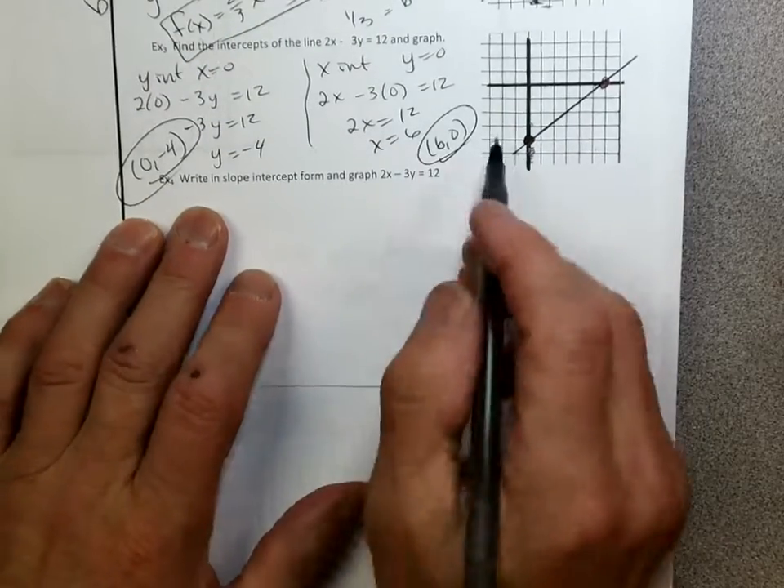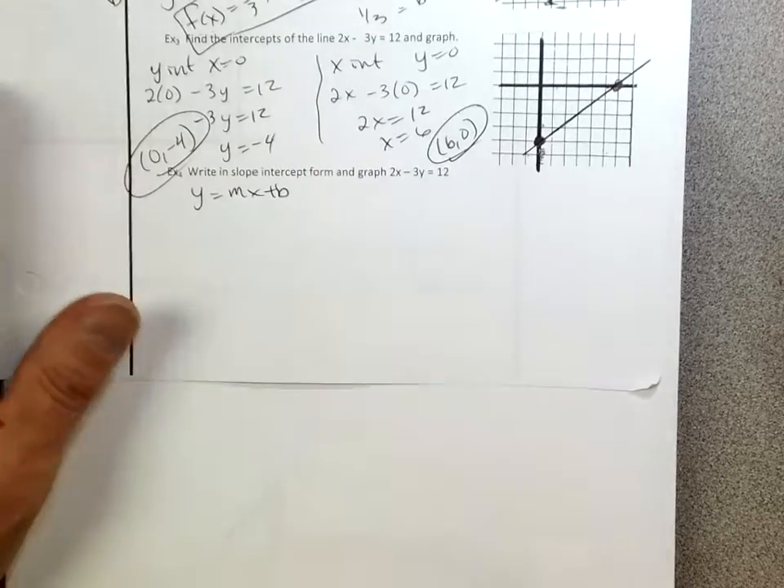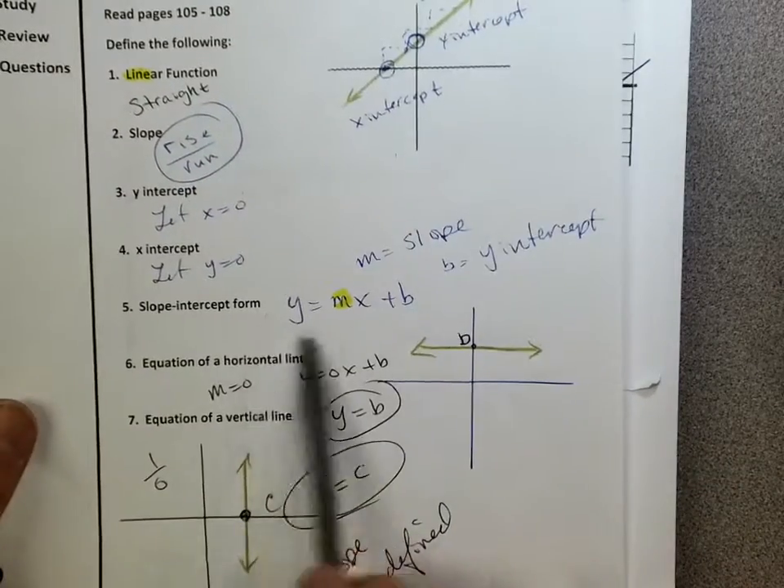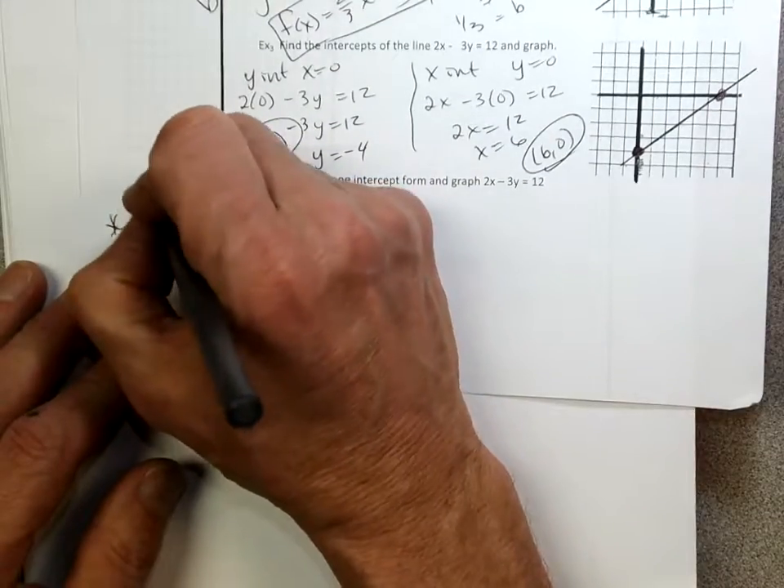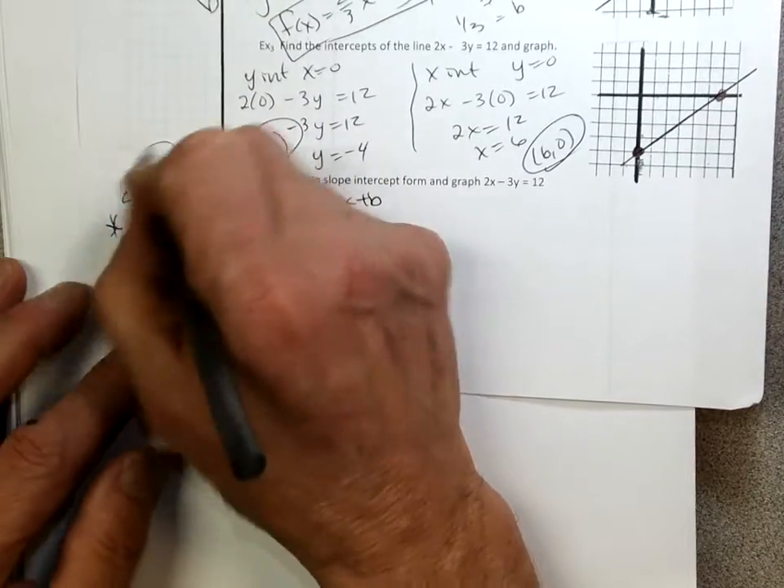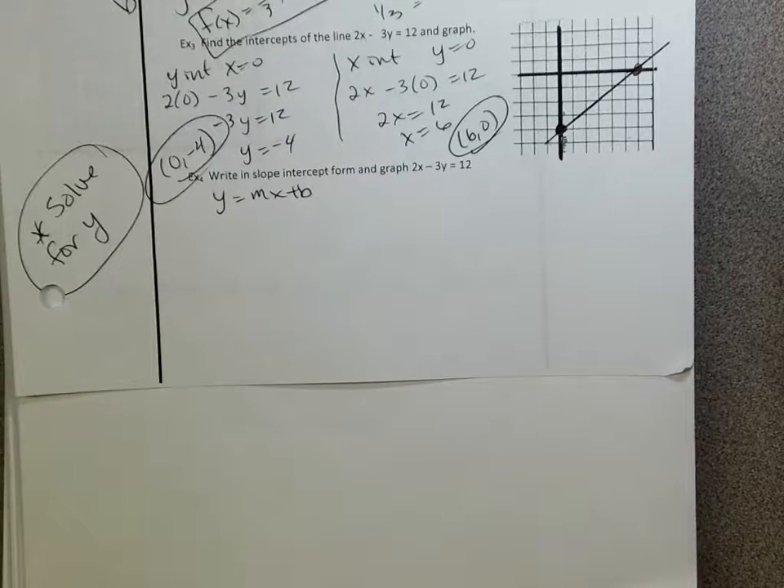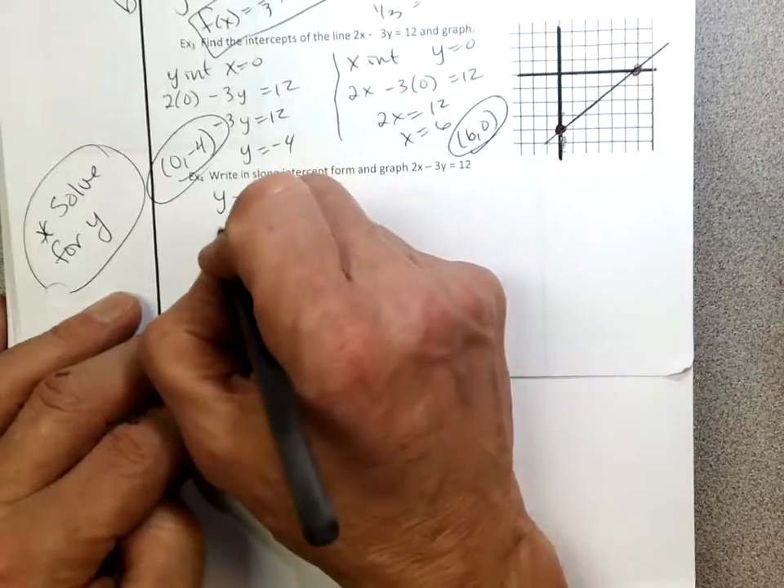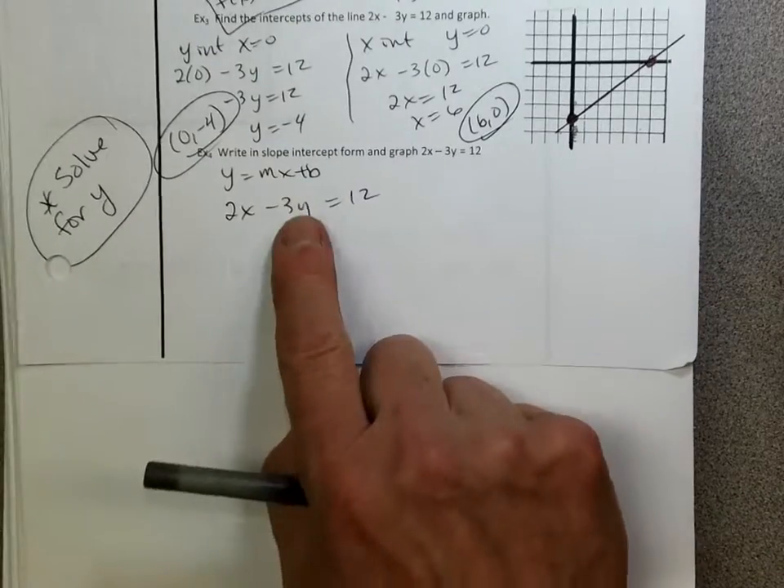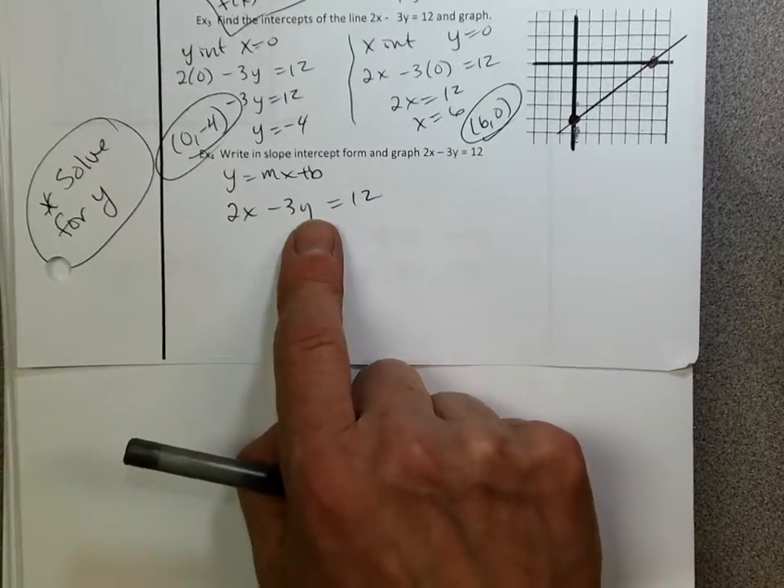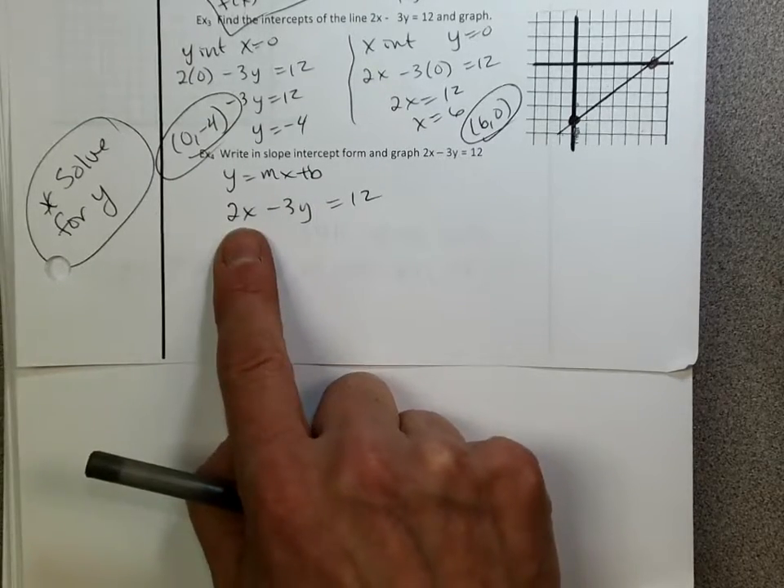Okay, example 4. Write in slope-intercept form. The slope-intercept form is where you got y equals mx plus b, right? That's slope-intercept form. We go to our notes, slope-intercept form. So really, to get this, little side note, we have to solve for y. So I'm going to take my 2x minus 3y equals 12, and I'm going to have to solve for y. So we want to get this all by itself. Let's get rid of the 2x. How do I get rid of the 2x?